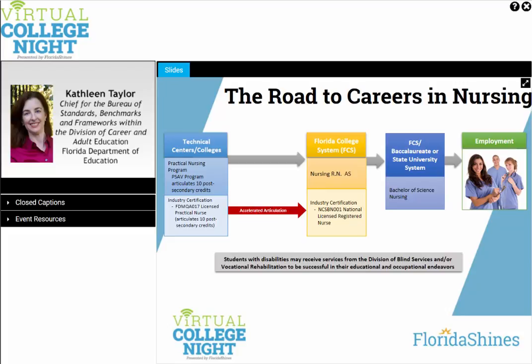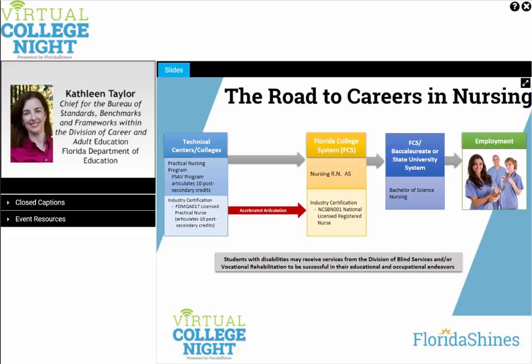As you can see, the pathway begins on the left side and identifies the entry point of the nursing profession, which is called licensed practical nurse. Students must complete an approved certificate program of 1,350 hours and pass the state licensure examination. The LPN certificate program is available in our district technical centers and colleges.